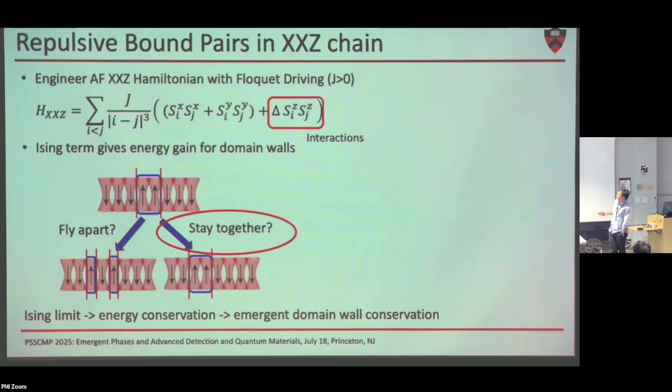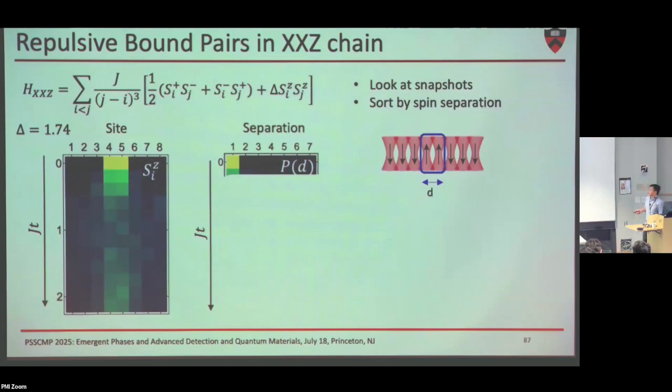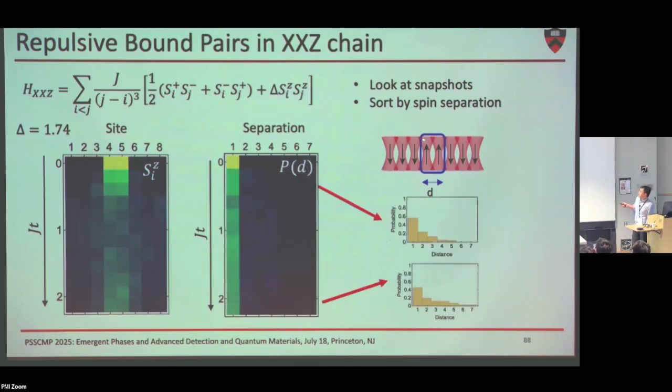What I really want to see is clear signatures that the two particles move together as a pair. But now with these tweezer systems, what you can do is actually look at every individual snapshot. So you can take the measurement outcome of a single shot and ask how far apart are the two flipped spins. At time t equals 0, they were started one site apart, so my histogram just has a bright spot at separation of 1. So I can see that as long as the Ising interaction is strong, indeed, the two spins actually stay bound together and move along.